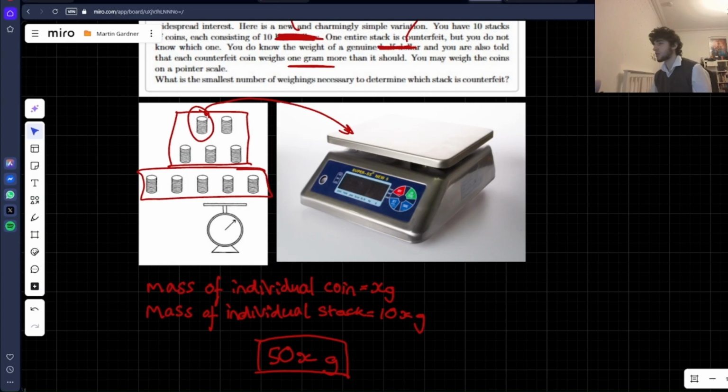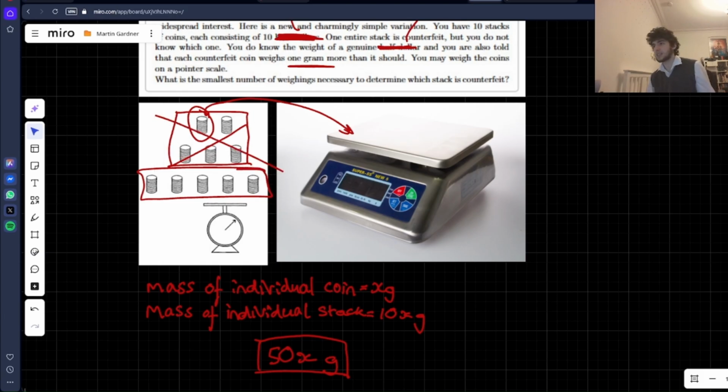Which means that if you did see a mass of 50x grams, you'd be able to tell me that all of those 5 stacks, every single one of them, is real. So instead of just getting rid of 1 stack every time, you got rid of 5 stacks in one weighing. So that's a lot more efficient. And so obviously that gets rid of 5 stacks, supposing that these are real.